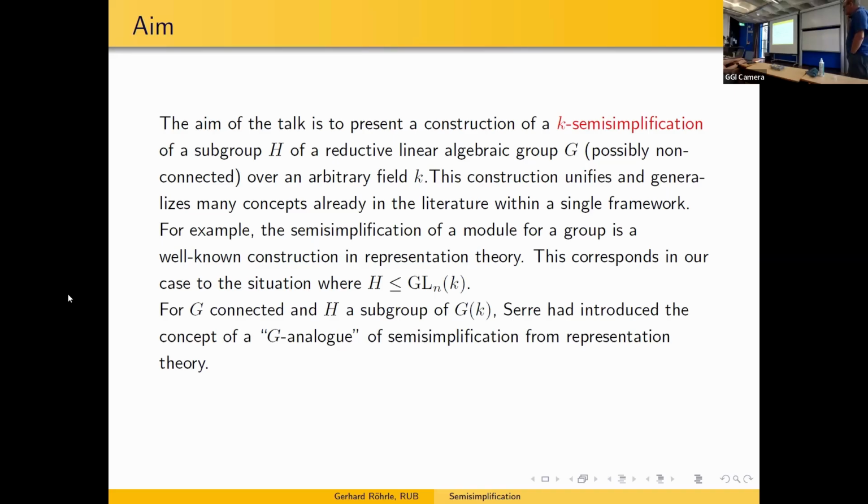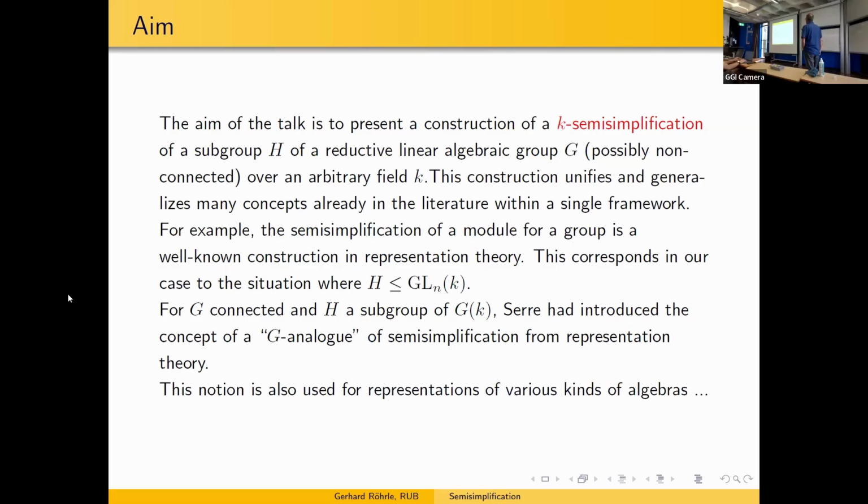Mike has already mentioned that this whole notion of G-complete reducibility goes back to Serre. He had an idea, a G-analog of semi-simplification from representation theory, where he did this for a subgroup of the K-points with G connected. We'll do something slightly more general, and the special case of that is actually this concept of Serre. It pops up naturally for representations that are not semi-simple.